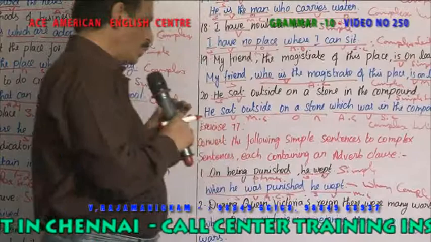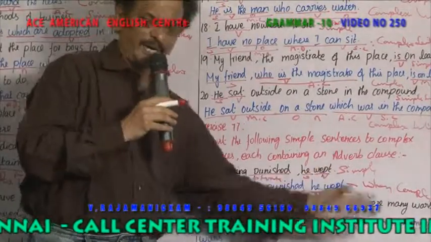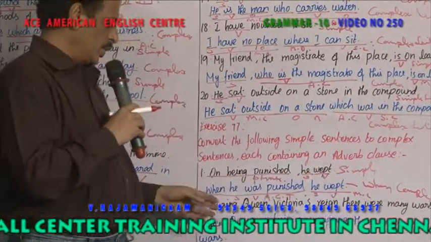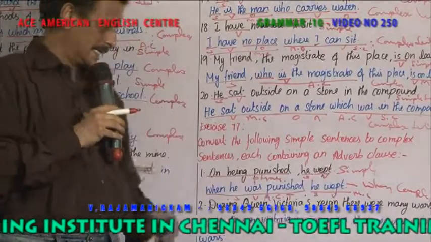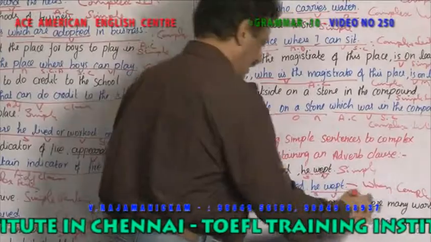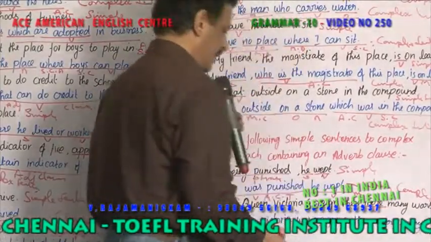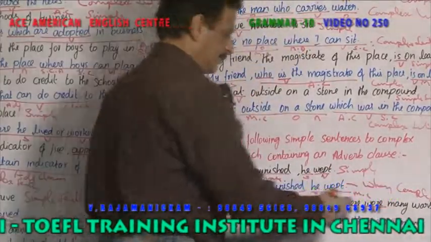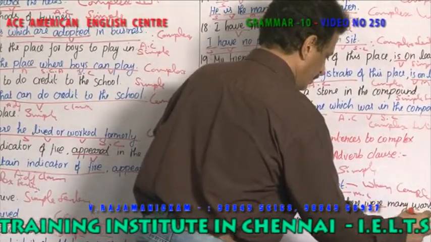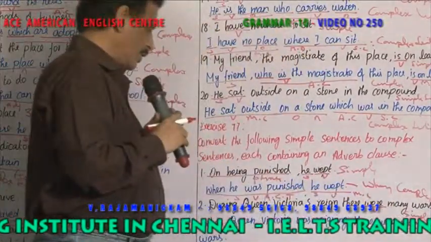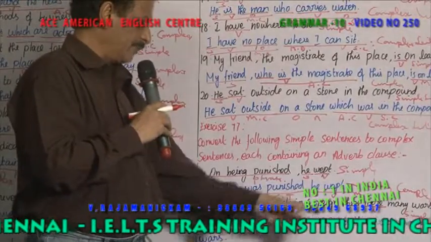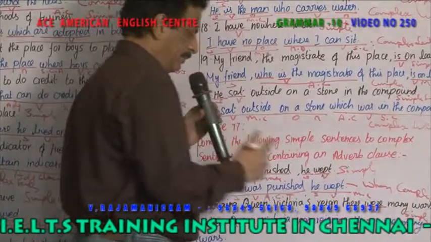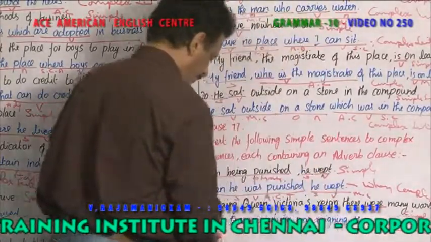Next is, during Queen Victoria's reign. Reign means what? Rule. During Queen Victoria's rule, there were many wars. There were many wars. How many verbs are there? Where is the only verb there. So it is a simple sentence, right? Now you have to ask a question to where. When Queen Victoria was reigning, there were many wars. See, there were many wars. It gives a full meaning.